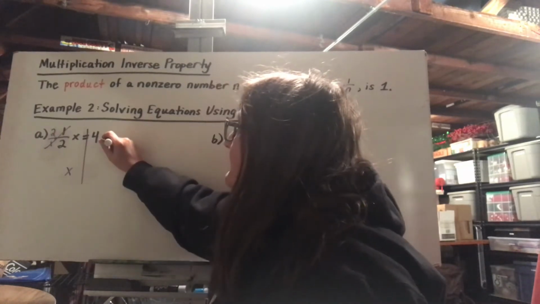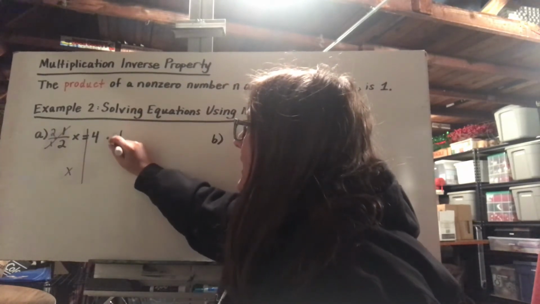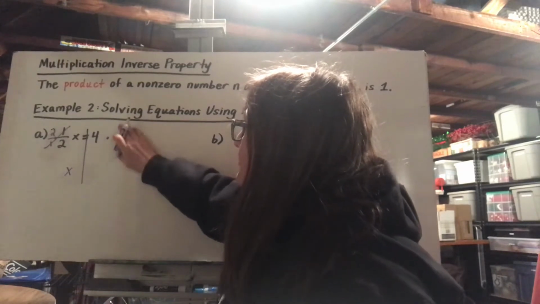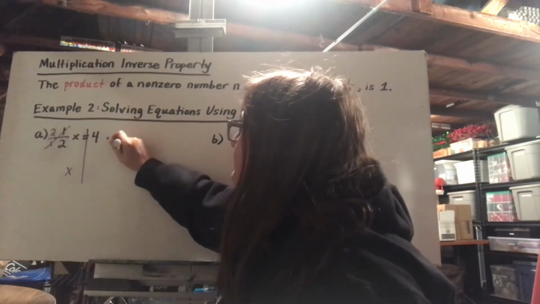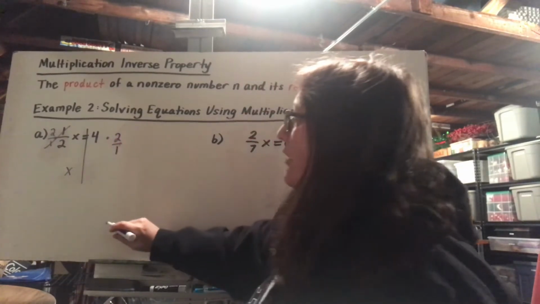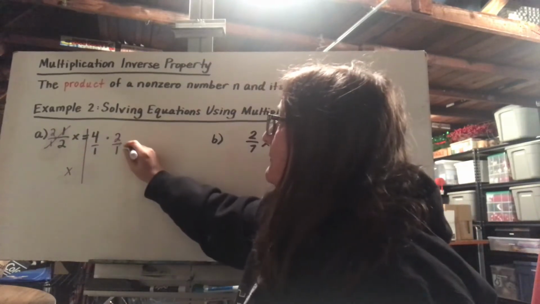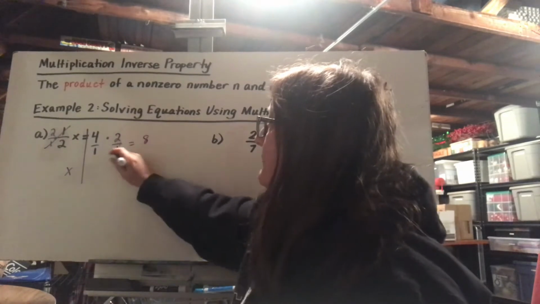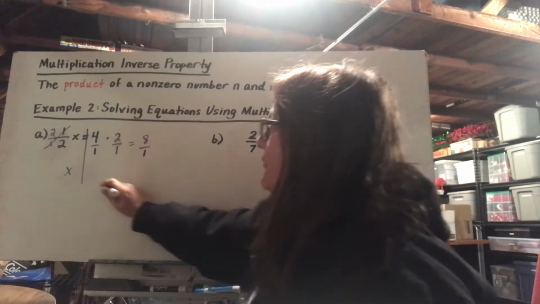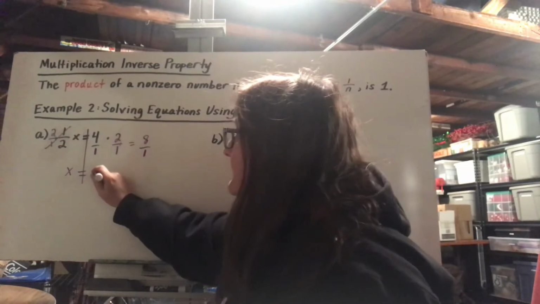I have to do the same thing on this side, though. I have to multiply by the reciprocal, which I'm sorry would be 2 over 1. So in order to do this, I'm going to put a 1 under this guy also. 4 times 2 is 8. 1 times 1 is 1. And 8 over 1 equals 8.